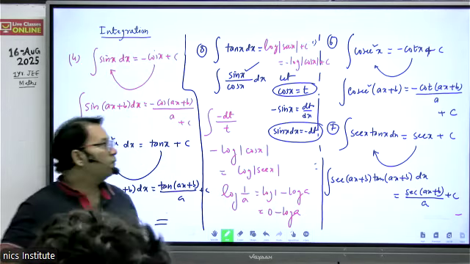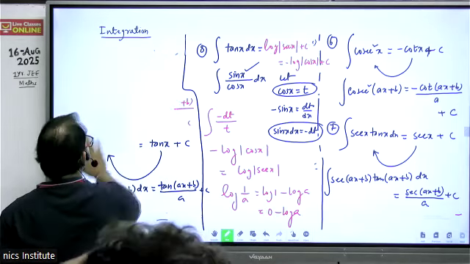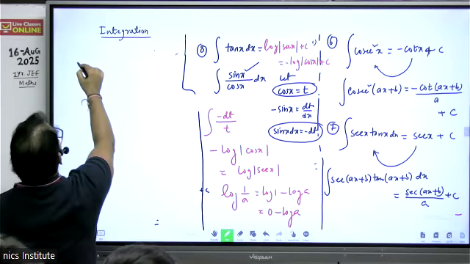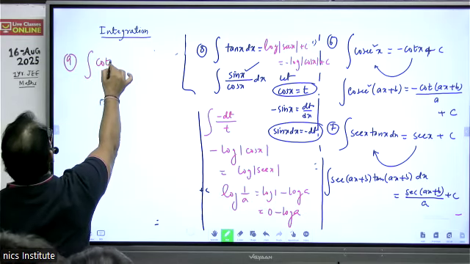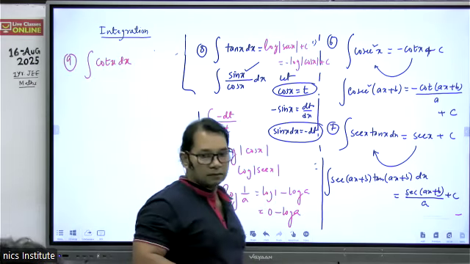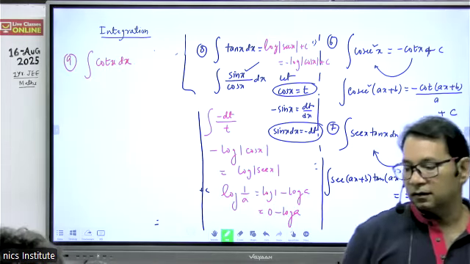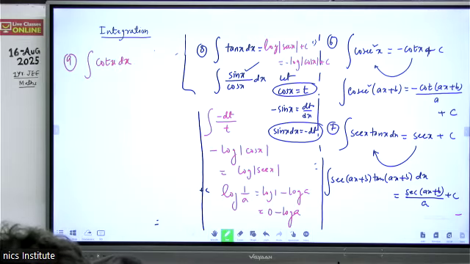Now, can you find or derive the formula for cot x, integration of cot x? Same way, using substitution. Derive the formula for integration of cot x. Convert cot x into cos x by sin x. Ask yourself, the numerator is differential of which function? Take that as t.